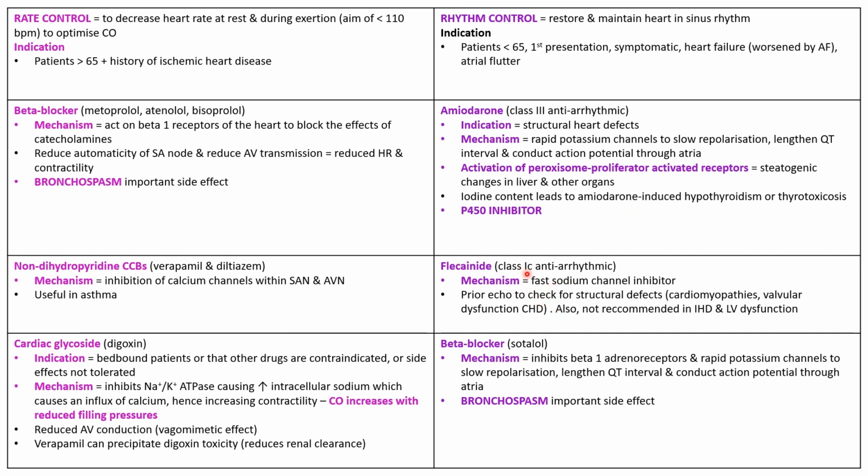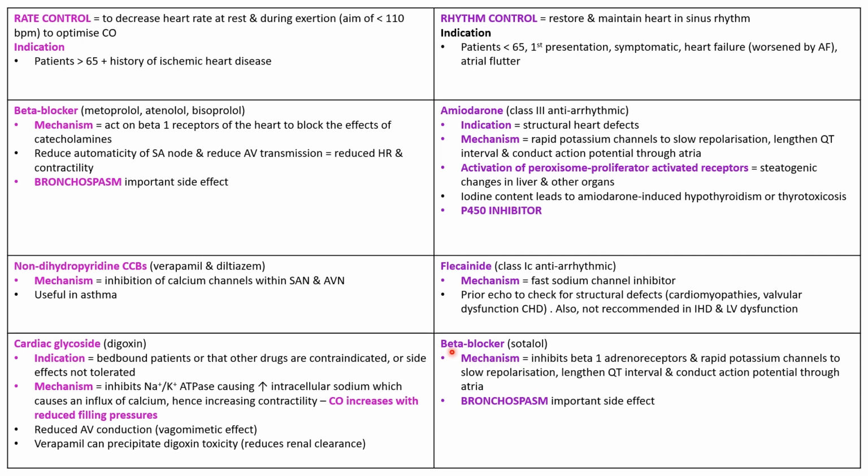And we have this drug called flecainide now, and that's a class 1C antiarrhythmic, and its mechanism is that it's a fast sodium channel inhibitor. But if you're ever going to use flecainide, prior to that, an echocardiogram is important to check for structural defects such as cardiomyopathies, valvular dysfunction, or congenital heart disease. These can be picked up on the echo, and it's not recommended in ischemic heart disease or left ventricular dysfunction. We want to be looking more towards rate control for that.